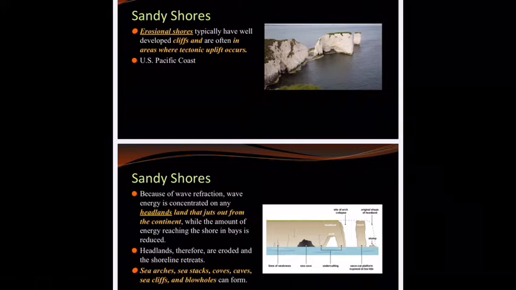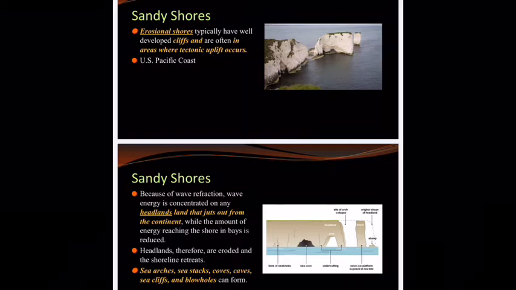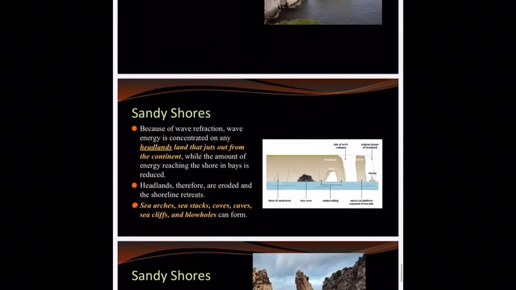Now, because of our waves hitting and refracting off of it, you can get headlands that jut out from the continent. And as the waves are hitting it, it can create sea arches and sea stacks and coves and caves and sea cliffs and even these things called blowholes.